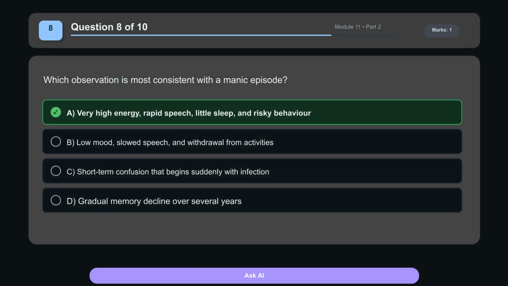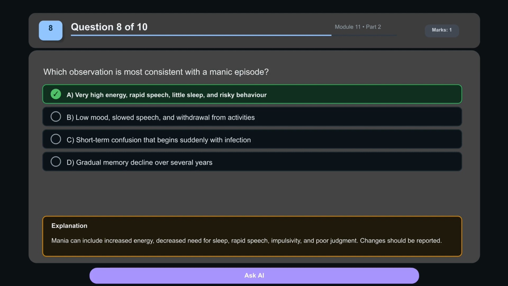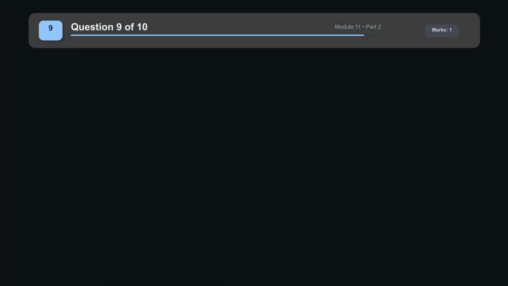The correct answer is A, very high energy, rapid speech, little sleep, and risky behavior. Mania can include increased energy, decreased need for sleep, rapid speech, impulsivity, and poor judgment. Changes should be reported. Here is question 9.